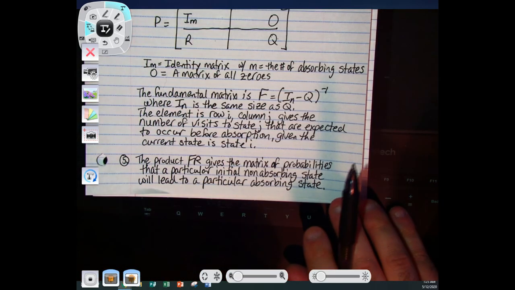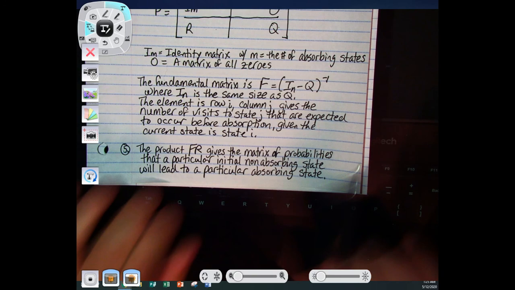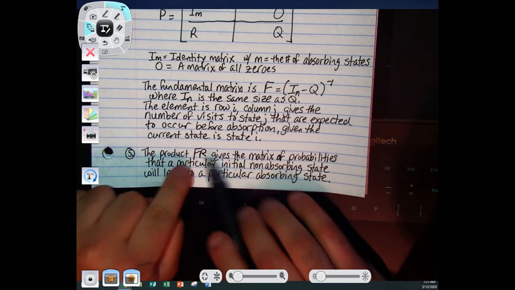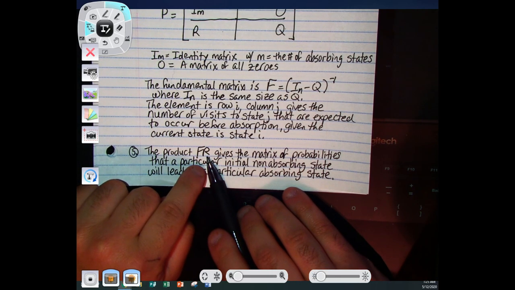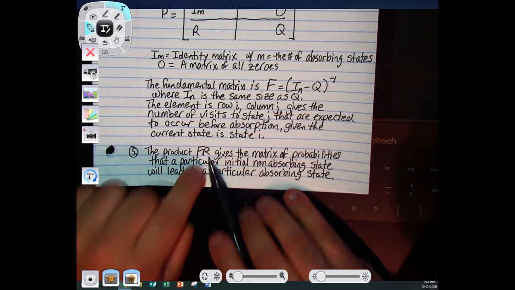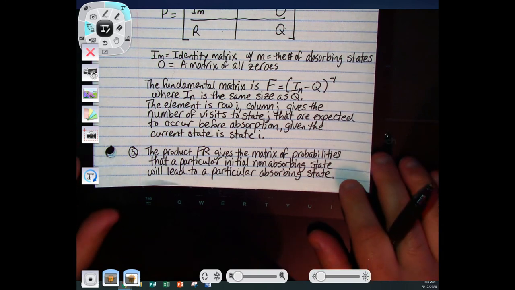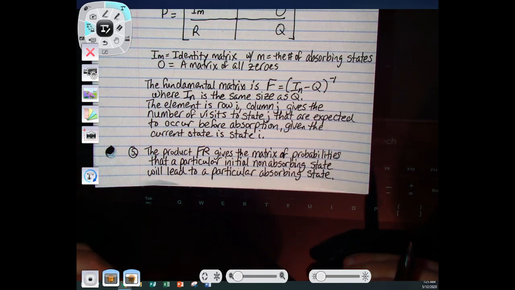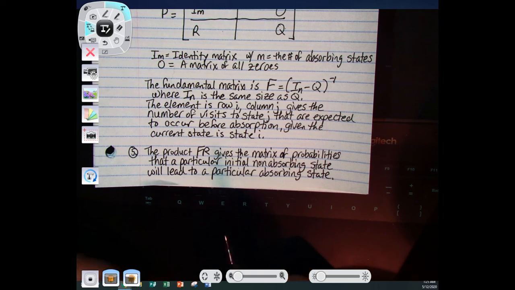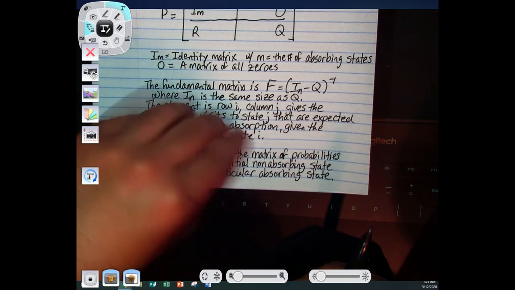Okay. So then last but not least, if I take the fundamental matrix and I multiply it by whatever R is, that will give us the matrix of the probability that a particular initial non-absorbing state will lead to a particular absorbing state. So again, it's the idea of transitioning from a non-absorbing state to an absorbing state. So let's take a look at an example.